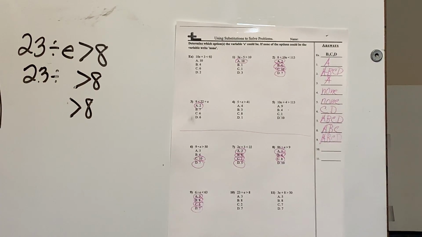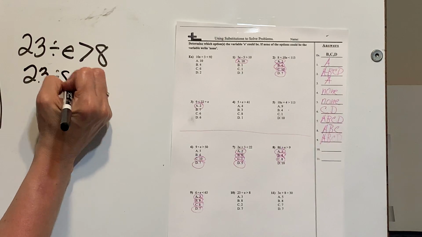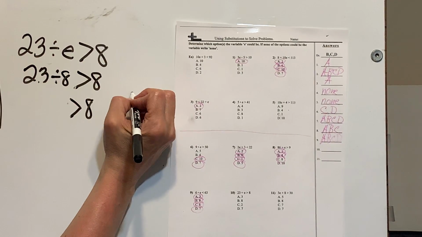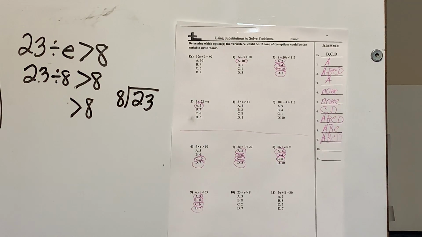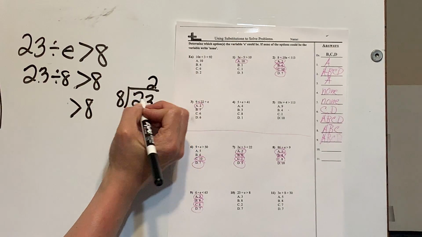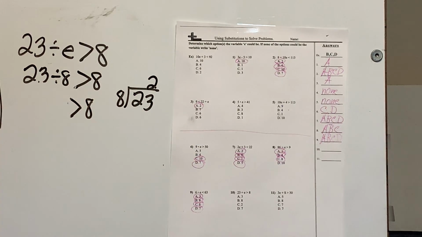All right, next number to plug in is 8. All right, so we've got 23 divided by 8. So when I'm counting by 8s, 8, 16, 24. So 3 8s is too much. So I've got to have 2 8s. Now notice where I put my 2.